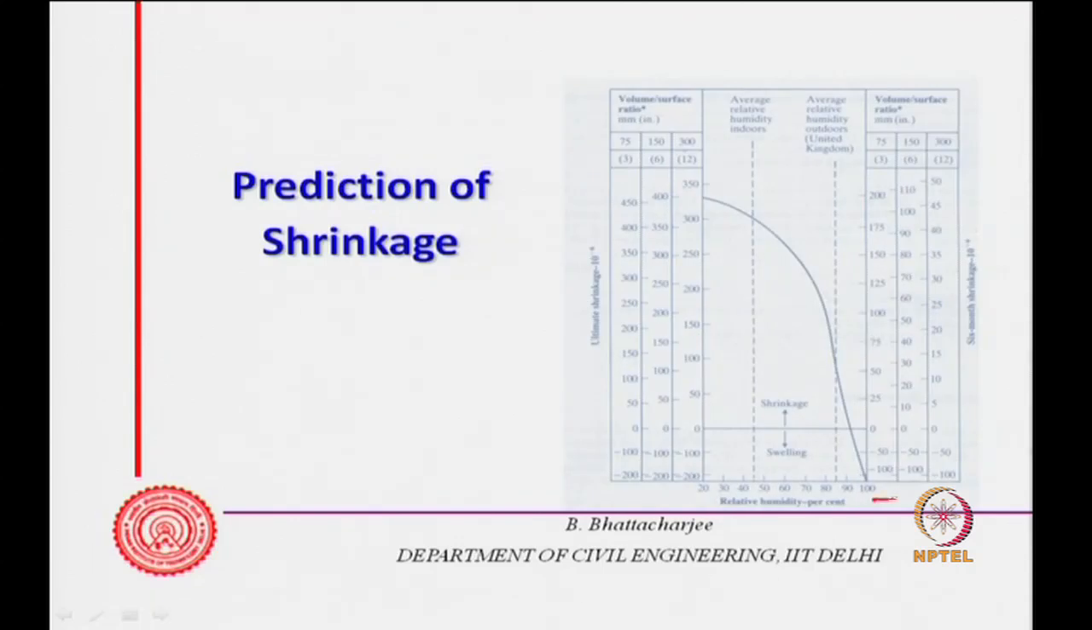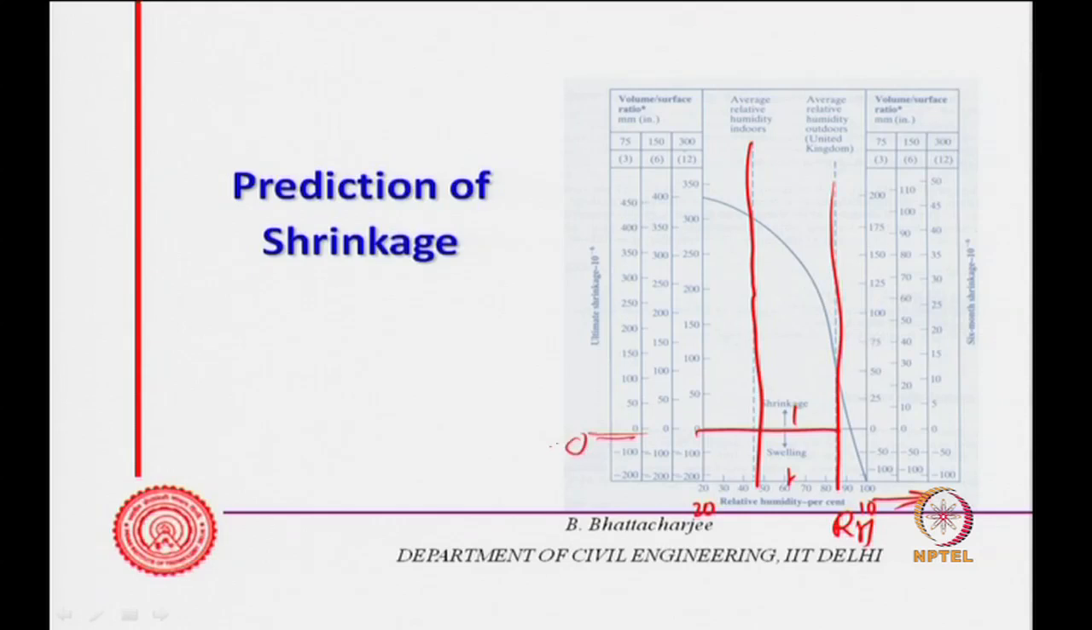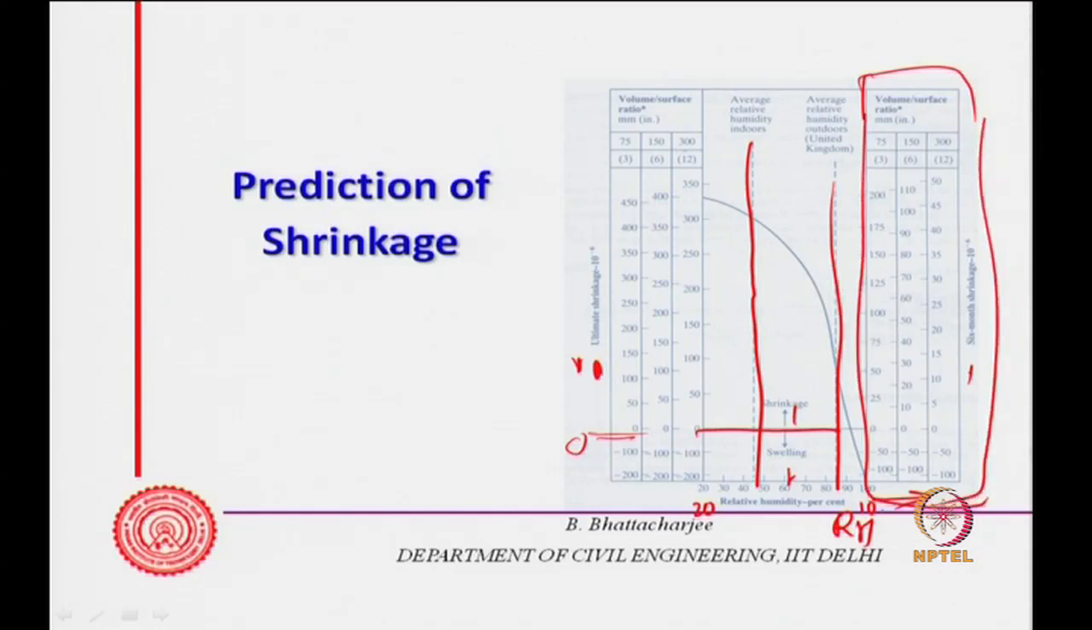This nomogram, as you can see, has relative humidity RH along this axis. It varies from 20 to 100, and this is the average relative humidity inside in United Kingdom condition, but elsewhere it could be different. So, this side is shrinkage, this is swelling. The value of shrinkage here is 0, and the y axis gives you ultimate shrinkage, that is 30 years shrinkage, and this portion gives you 6 months shrinkage, which can be related to 28 days shrinkage, right.